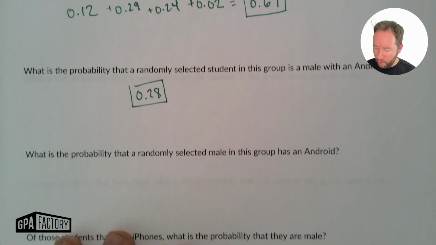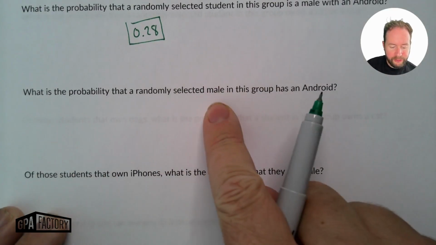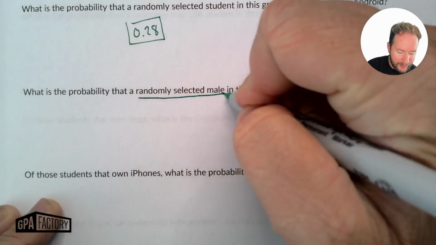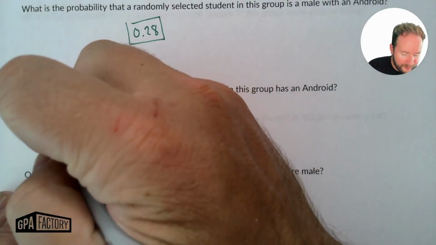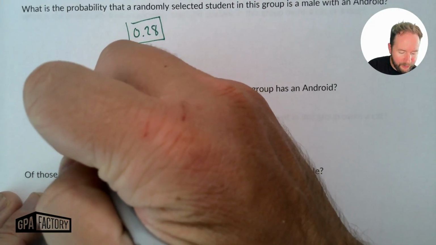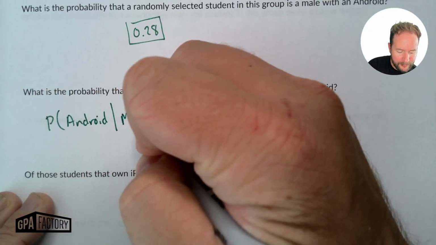Next question says, what's the probability that a randomly selected male in this group has an Android? This is where conditional probability is going to kick in. I didn't say randomly selected student, I said randomly selected male. So because of that, this is a conditional probability. I can say probability of Android given male.